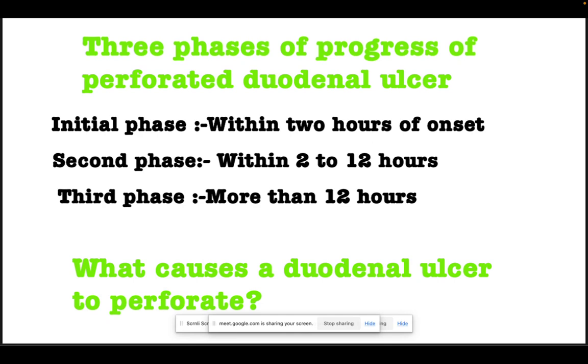What causes a duodenal ulcer to perforate? The main cause of the damage is infection with bacteria called Helicobacter pylori. The bacteria can cause the lining of your duodenum to become inflamed and an ulcer can be formed.